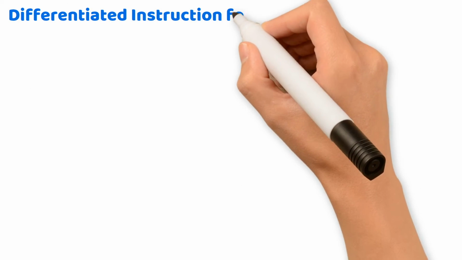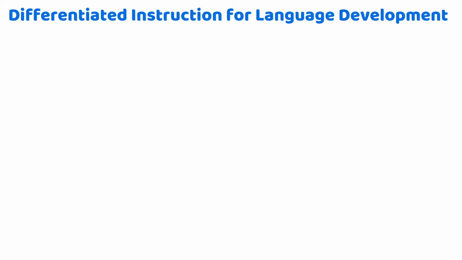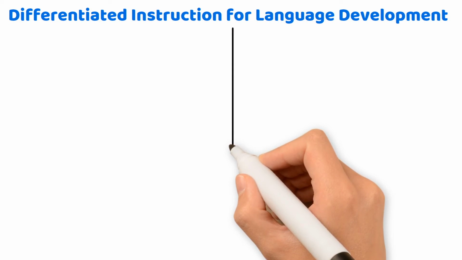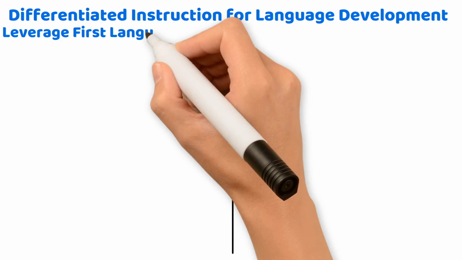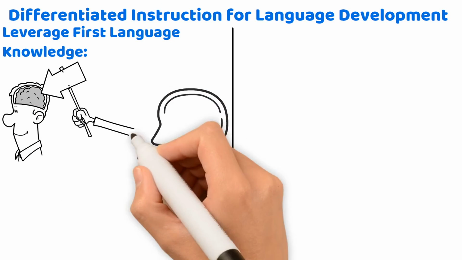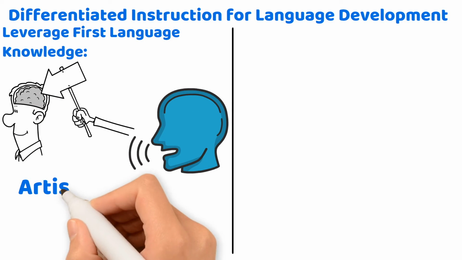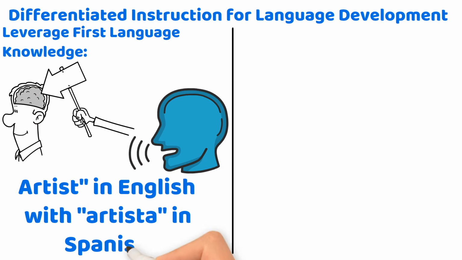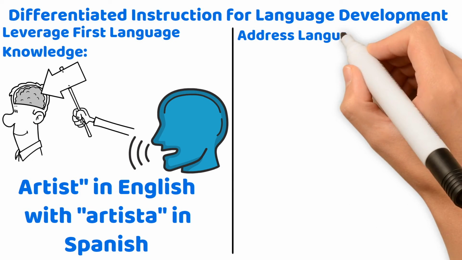Differentiated instruction for language development. Differentiating instruction is key to meeting the varied needs of ELs. Here are effective strategies. Leverage first language knowledge. Utilize cognates and skills transferable from the student's first language to English, such as connecting artist in English with artista in Spanish. Address language differences.